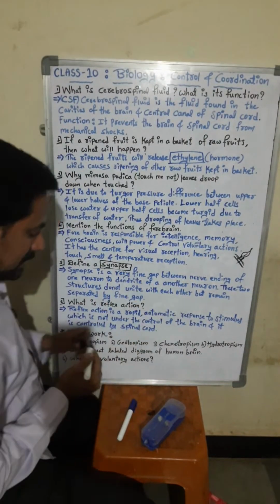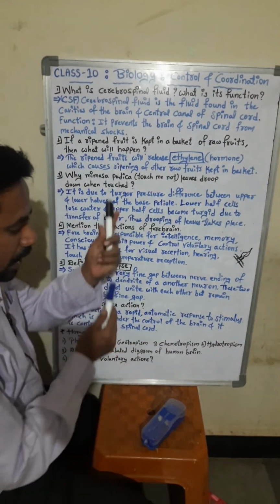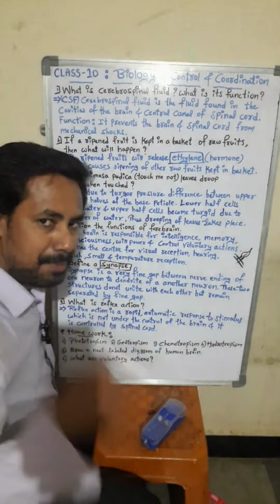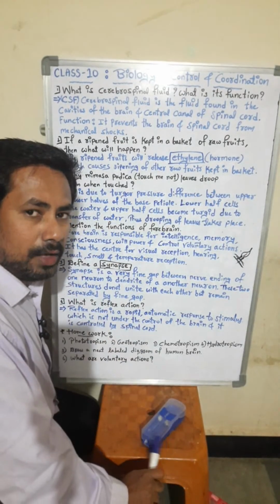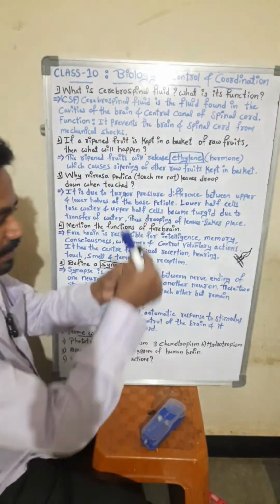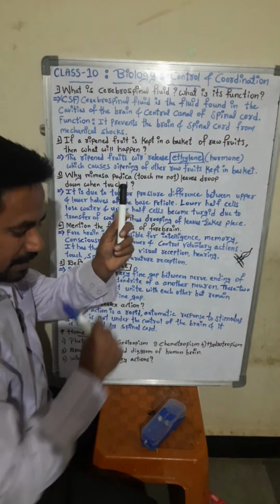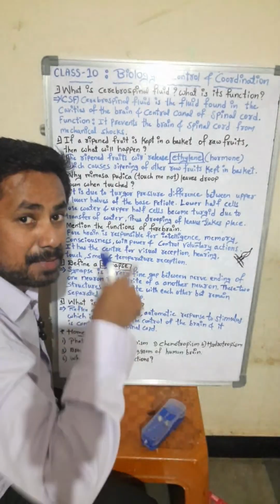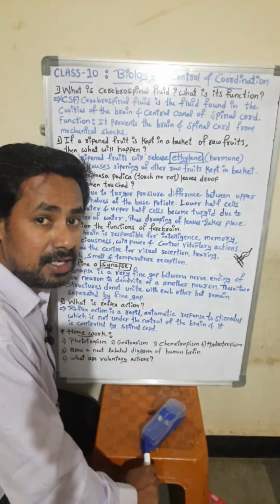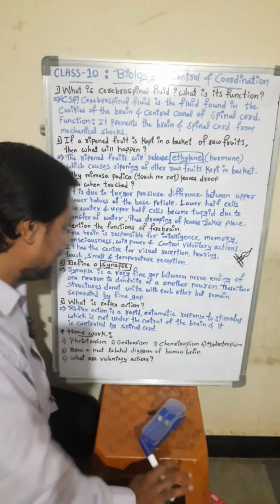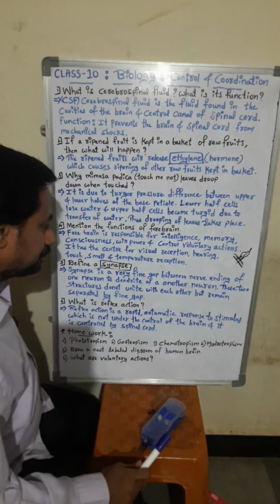Again, when these chemical signals enter into the other neuron, they are converted into electrical impulse. Electrical impulse, chemical signals, electrical impulse, chemical signals. Like this, the message will transfer in our body. Okay, is it clear? Fine.